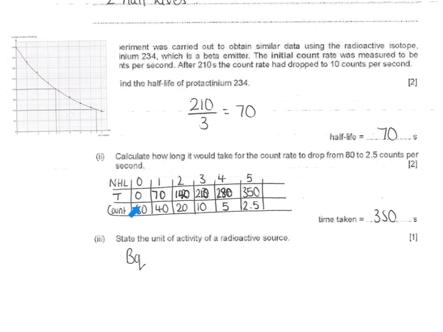So I have 80, in one half-life it halves to 40, in a second half-life it halves to 20, and I keep going until I reach 2.5. And then it's 5 half-lives. The time it's taken is 350 seconds. And then state the unit of the radioactive source, and it's our Bq.